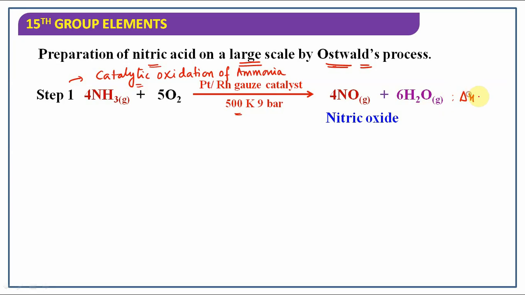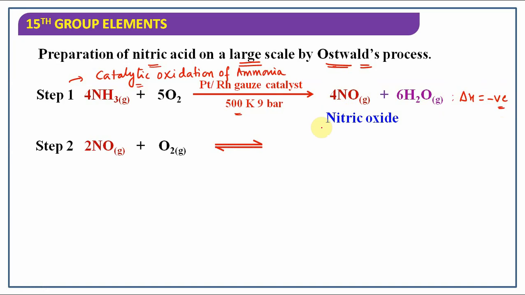This reaction is an exothermic reaction, so delta H is highly negative. So we got nitric oxide. This nitric oxide is the raw material. By using this nitric oxide, we have to prepare nitric acid.